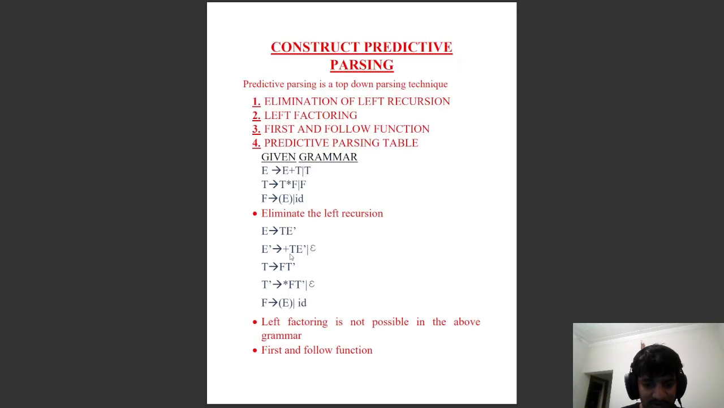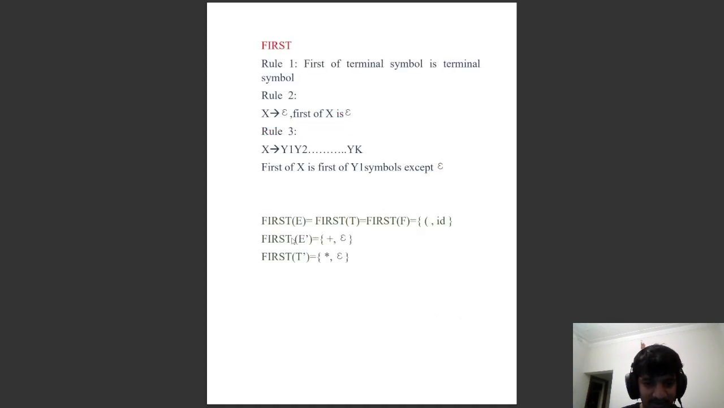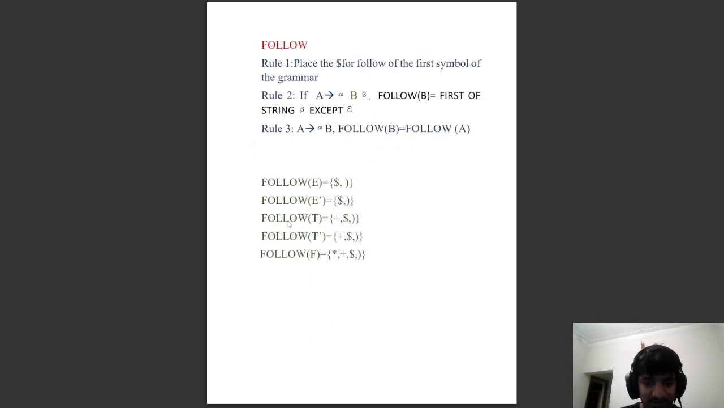And we take first. Okay, so E dash is followed by T, so we take first of E dash 2, which is plus and epsilon. We ignore epsilon, we just take plus. That's why follow of T has plus dollar sign and closing bracket.